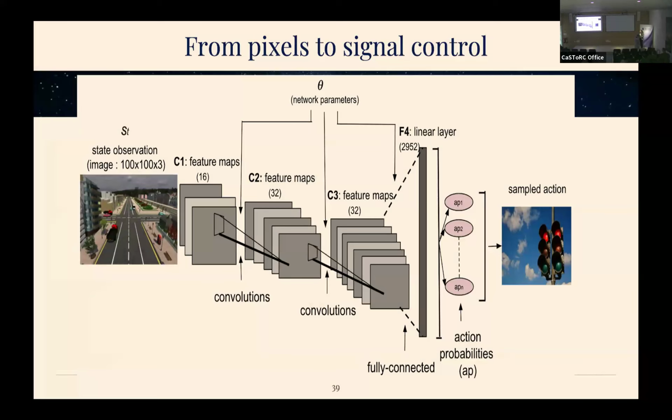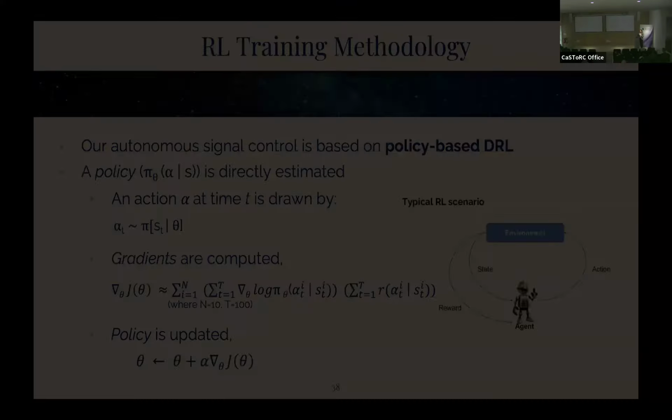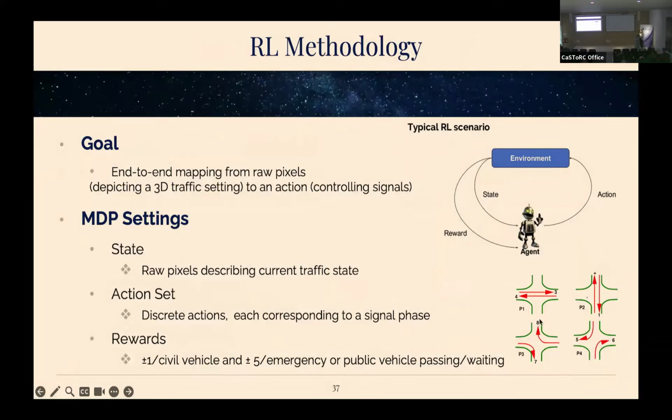This is what the architecture of our system looks like, from raw pixels to action. The action, sometimes people get confused. The action is not red or green. The action is rather what you see here, the allowable combinations.